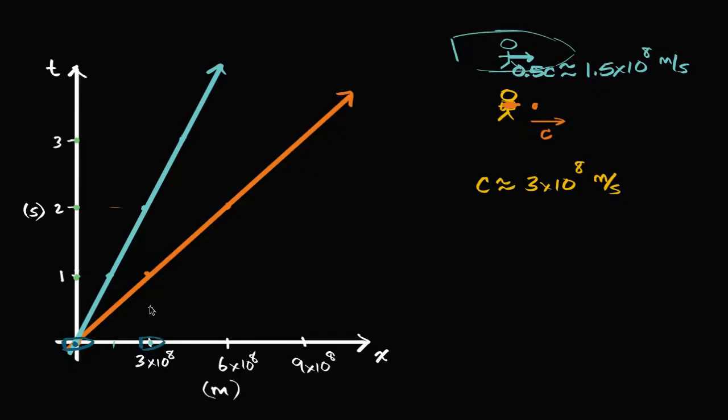But if you think about it from each of their points of view, they would seem to be stationary because the distance between them in this x direction is going to stay the same. So this person at time 0 is going to be 3 times 10 to the 8th meters in the positive x direction from me. Now, if I were to wait 2 seconds, they are going to be 6 times 10 to the 8th meters away from me because they're going half the speed of light.